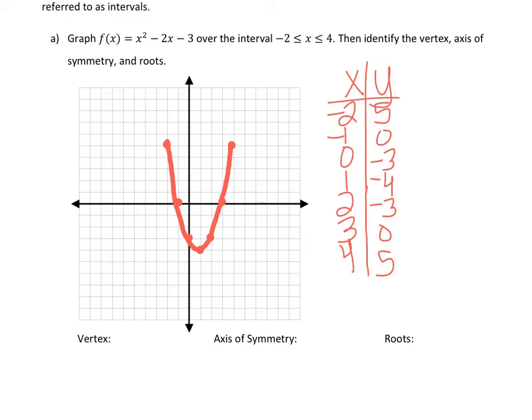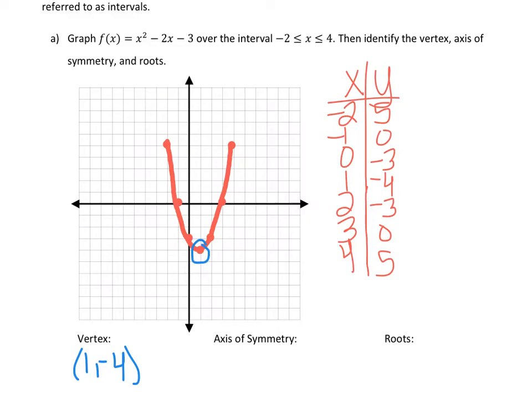To identify the vertex, axis of symmetry, and roots, we can actually do this by looking at our table or our graph. But let's look at our graph first. The vertex is the turning point. Here is where it turns. So this ordered pair is the vertex. That ordered pair is 1, -4.